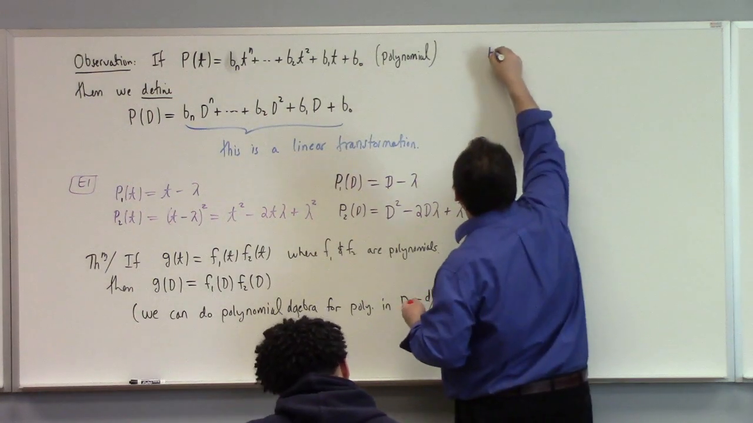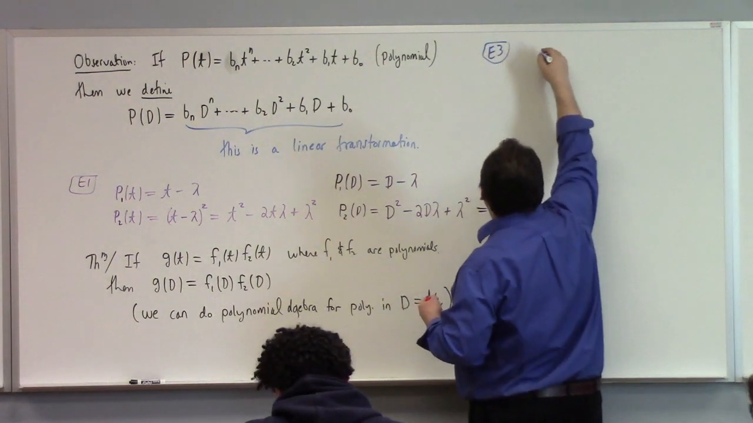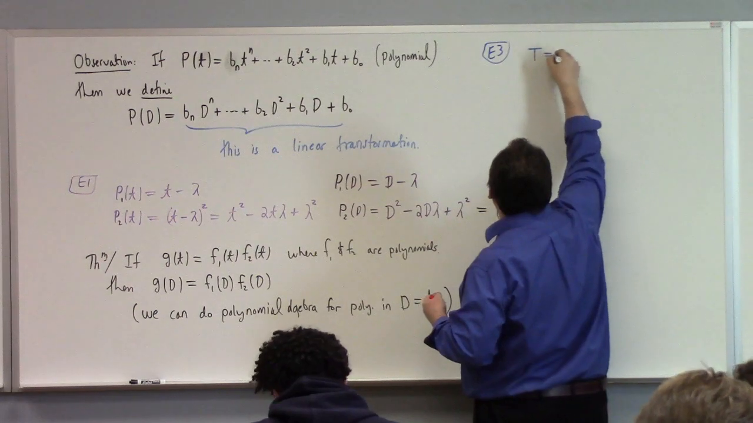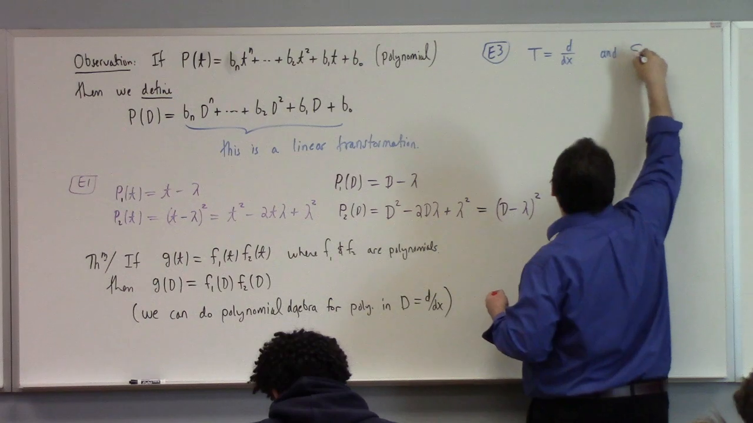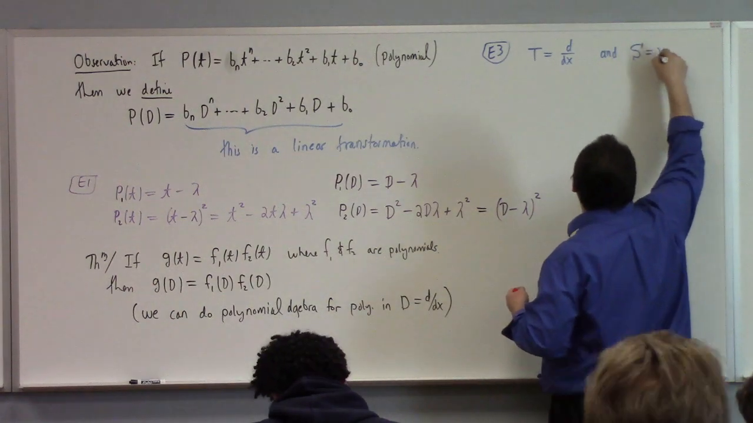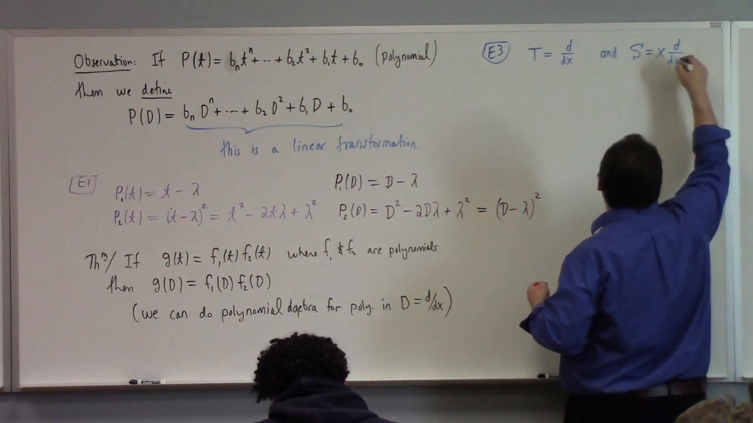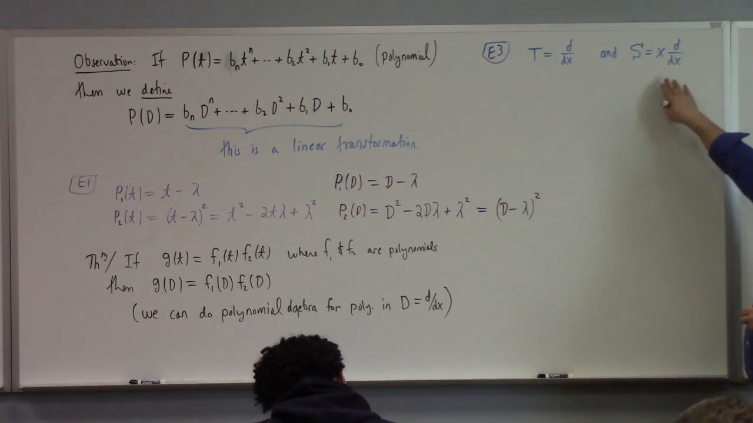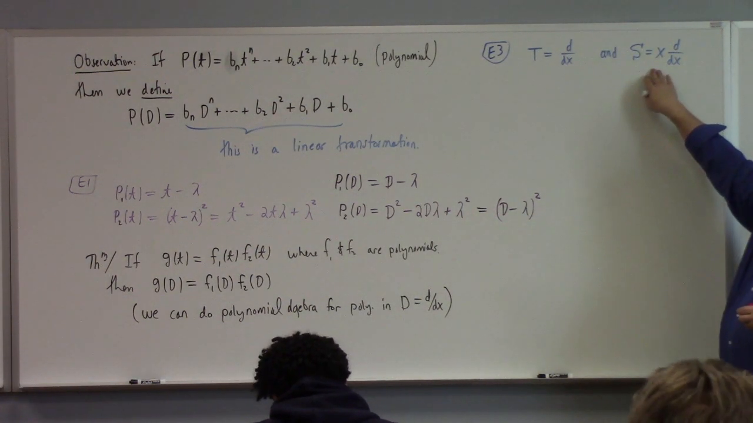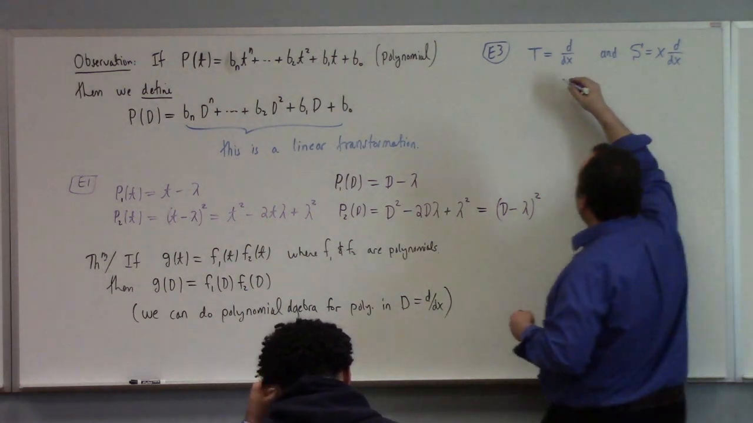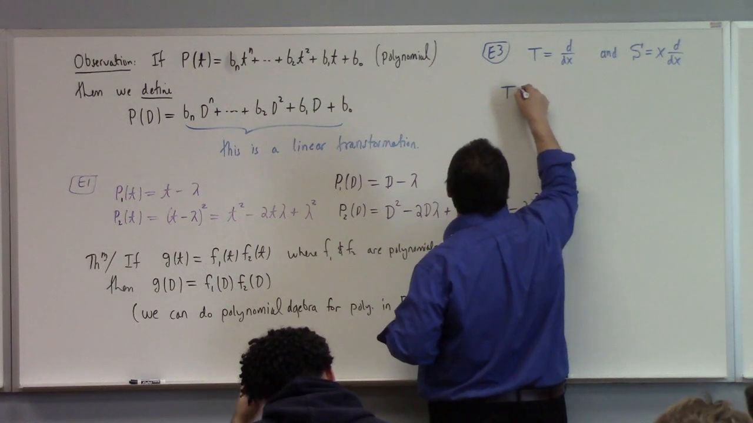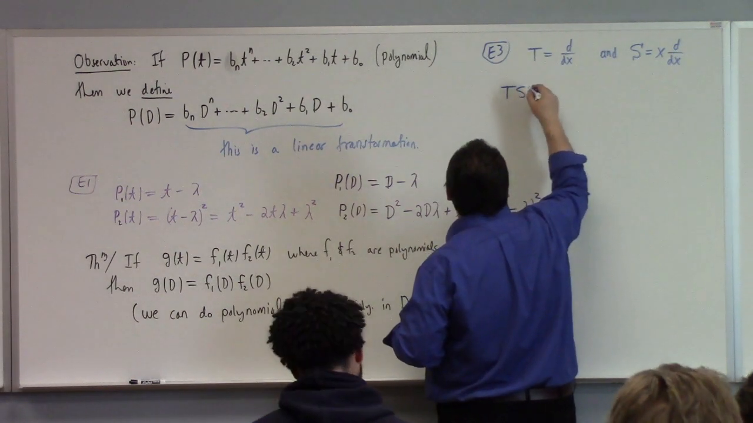So example 3. Say T is equal to the differentiation operator, and S is equal to x times the differentiation operator. This is not something that was allowed. The multiplications we've had up to this point are only multiplications by a constant number, not x. There's no variable here. Let's see what happens when we hit this with a test function. TS acting on f. What's that give you?